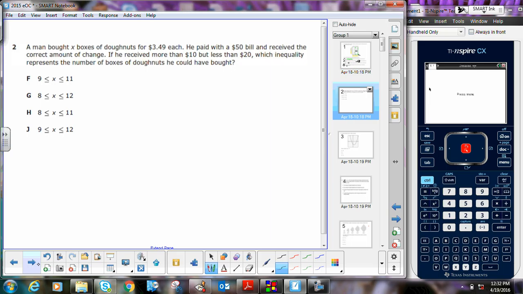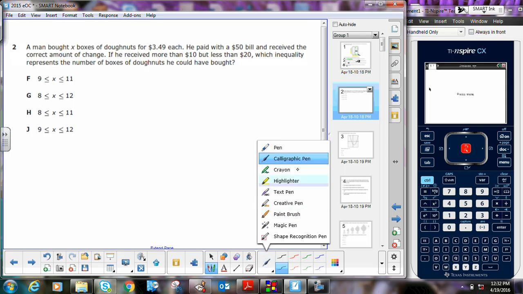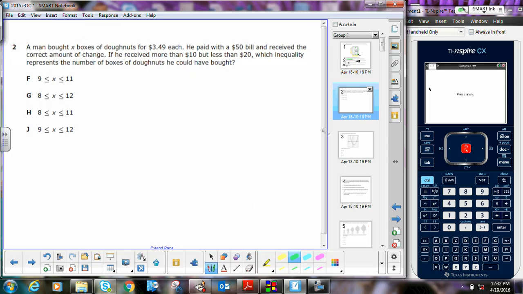Now, question number 2. A man bought x boxes of donuts. Again, I need my highlighter. I need to highlight everything. So, a man bought x boxes of donuts for $3.49 each. He paid with a $50 bill and he received change. If he received more than $10 and less than $20, which inequality represents the number of boxes of donuts he could have bought? So x represents the number of boxes.